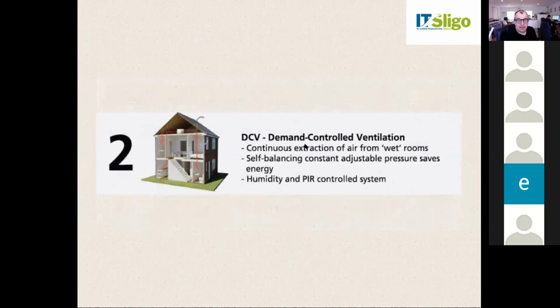We have a second option. It's called demand controlled ventilation. Very similar to the first one. It is continuously extracting air from the wet rooms, the bathrooms and the kitchens. It is self-balancing, constantly balancing itself, and it's controlling the humidity. So it's like it's on demand. It's basically balancing it out on demand in order to make sure that there isn't any mold growth and any condensation in the bathrooms.